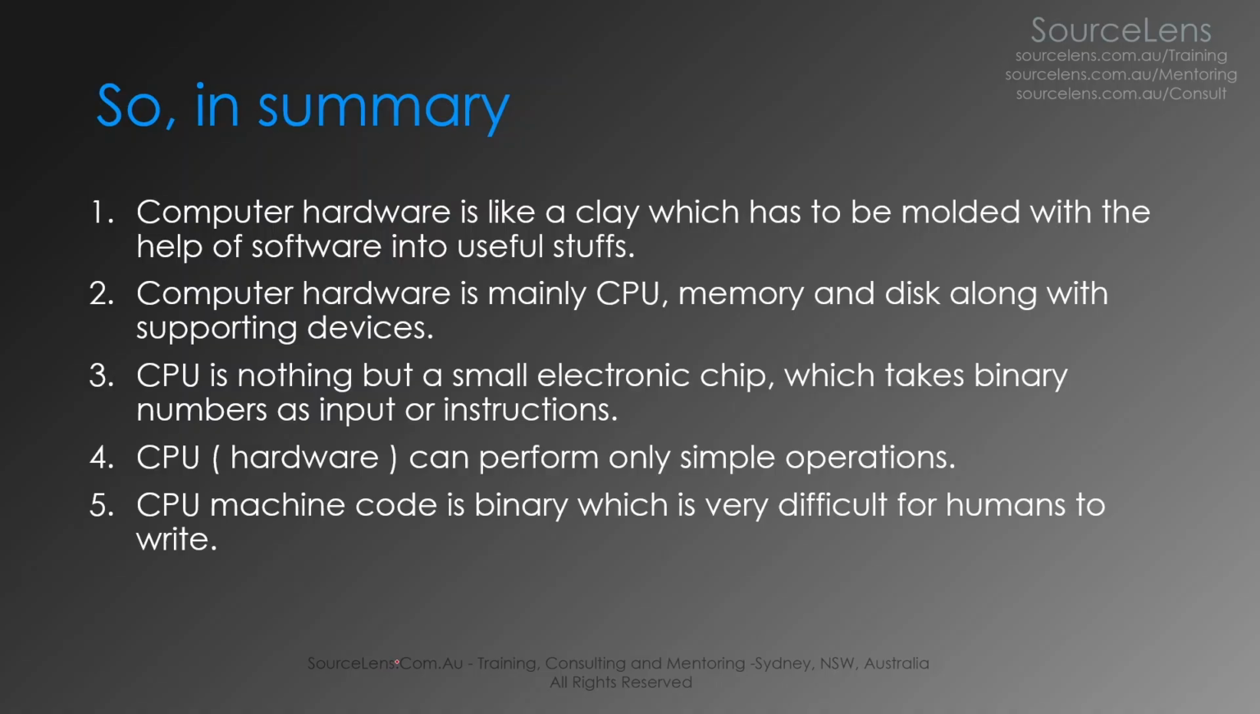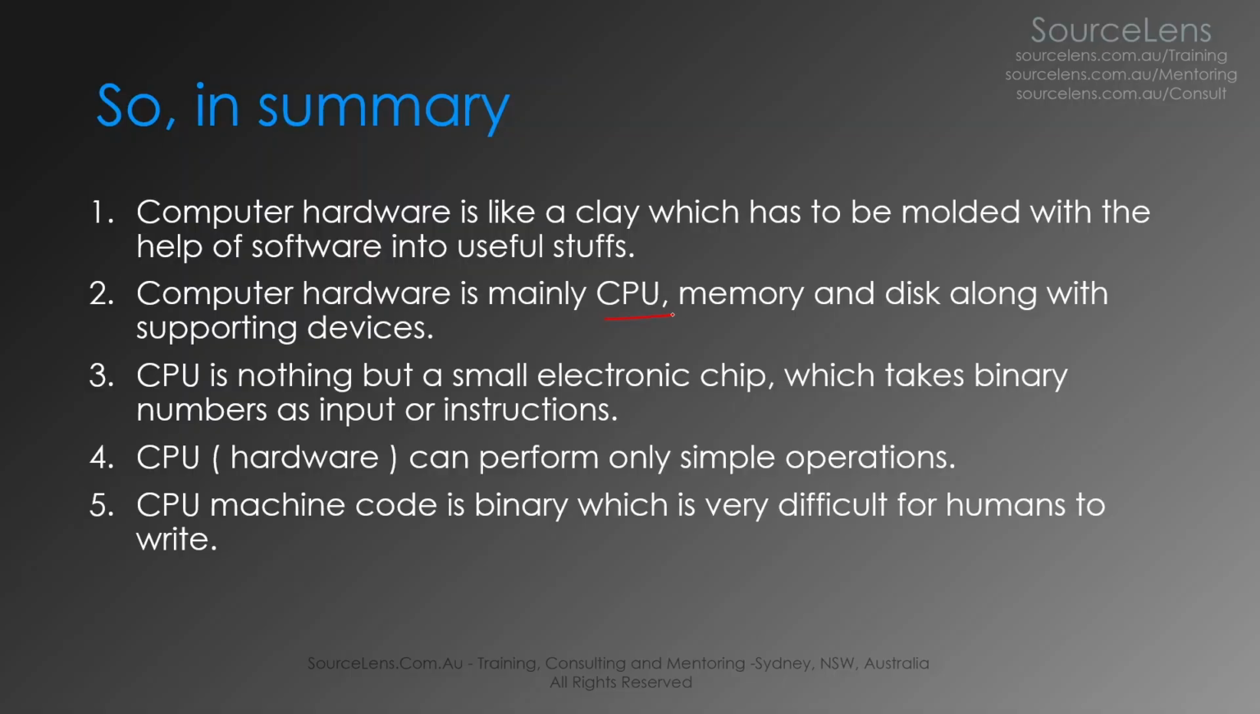So in summary, computer hardware is like clay, like I mentioned. It has to be molded with the help of software or instructions into useful things, like the applications we see to edit images or text, or ChatGPT, whatever you see in this world of computing. It's all software working on different types of hardware. So all are instructions. We have seen computer hardware is nothing but CPU, memory, and disk along with all the supporting devices. CPU is nothing but an electronic chip, and it understands only binary numbers as instructions or input.